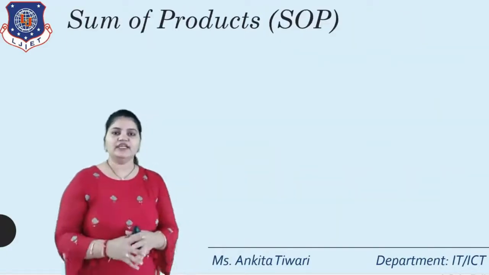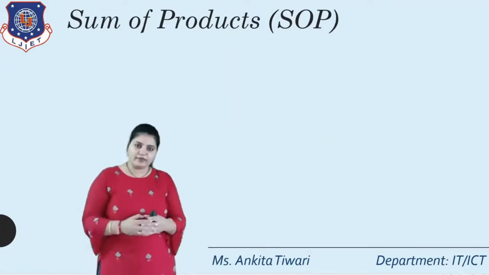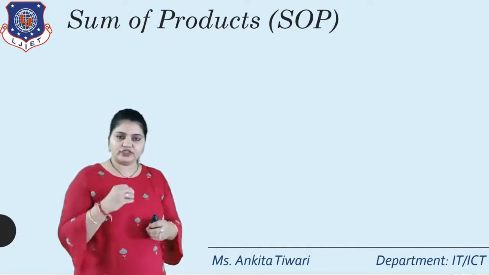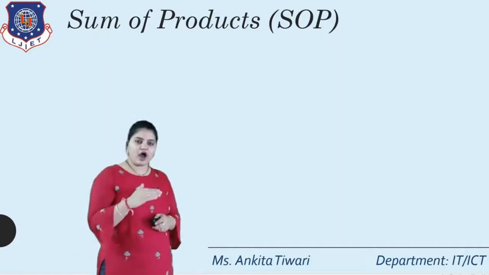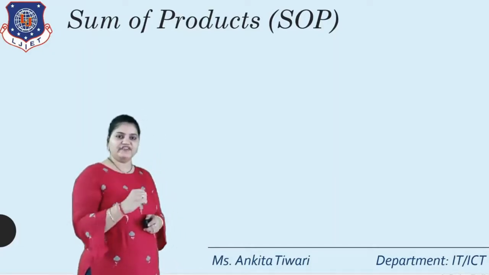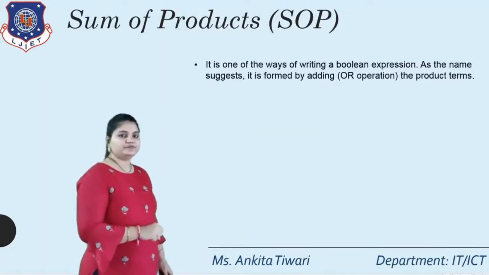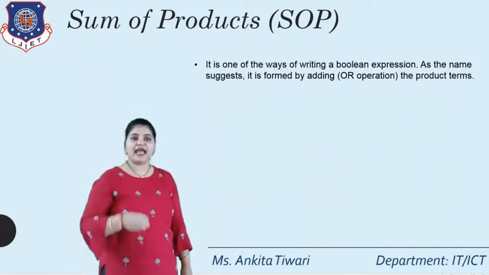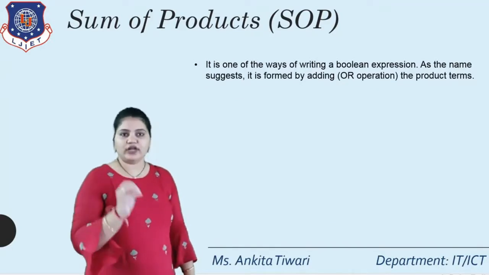Now we will particularly see how an SOP standard is formed from a simple or single Boolean function. First of all, we'll see in detail how a function is defined in SOP, what is the symbol to represent it, and how the numbers are taken. Here SOP is one way of writing a Boolean expression by adding, or the OR operation, to the product terms.